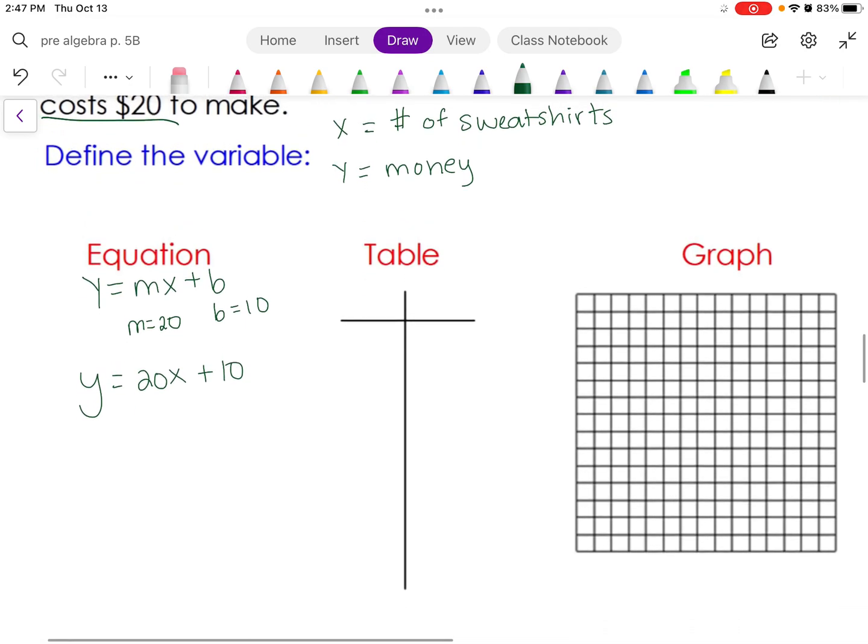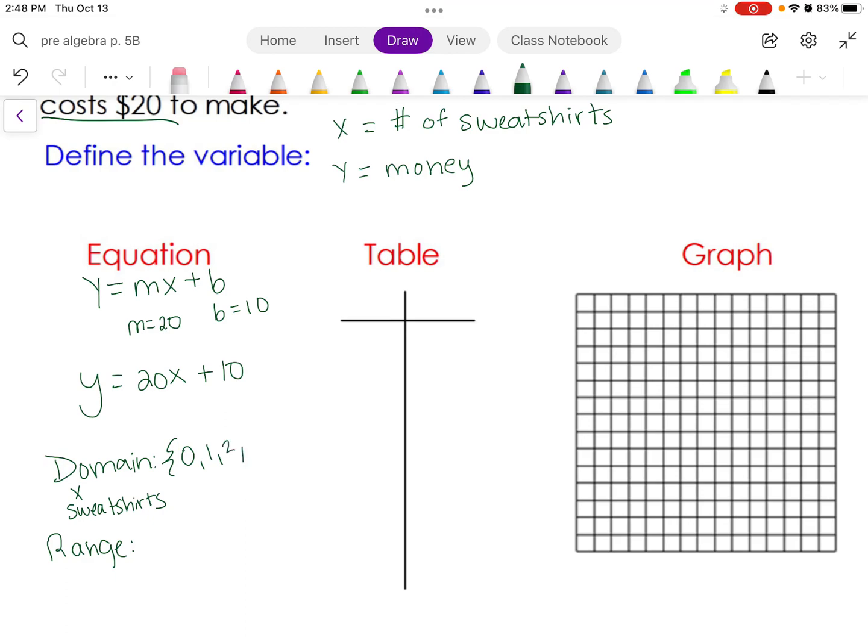We're going to do one more thing before we go to our table and our graph. We're going to state the domain and the range. So remember the domain is the possible x values. In this case, it would be sweatshirts. So what's the lowest number of sweatshirts I have to buy? 0. I don't have to buy any sweatshirts. So I could buy 0 sweatshirts, or I could buy 1 sweatshirt, or 2 sweatshirts. And I don't actually have a maximum, because it didn't say you can only buy this many. So as far as I know, I could buy as many sweatshirts as I can think of as possible.